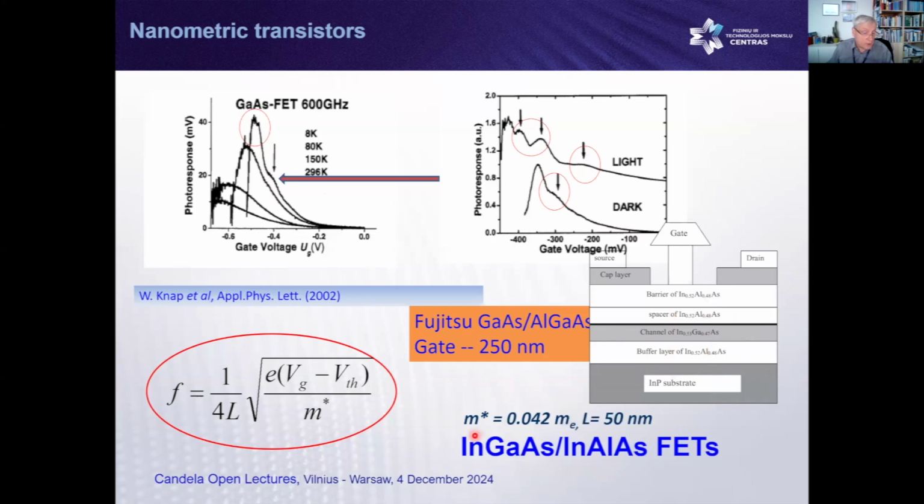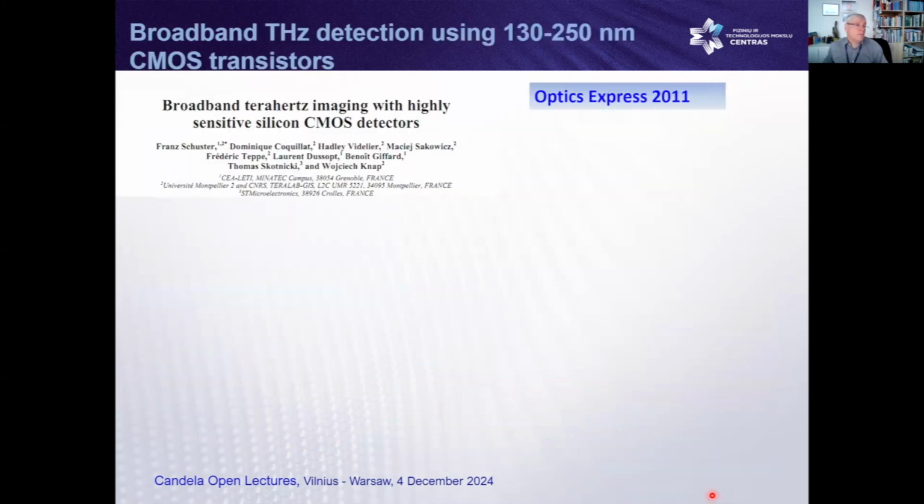And let's say if we go to indium gallium arsenide, which has lower mass than gallium arsenide, I can go not only to 600 gigahertz, I can reach 3.1 terahertz in detection, which also extends the facilities of compact imaging systems.